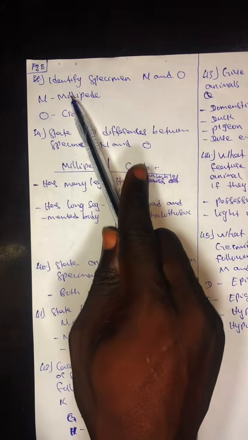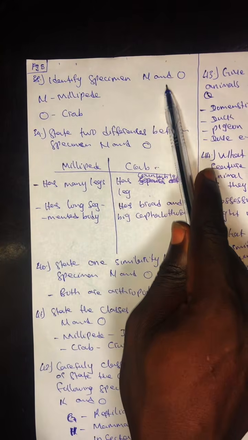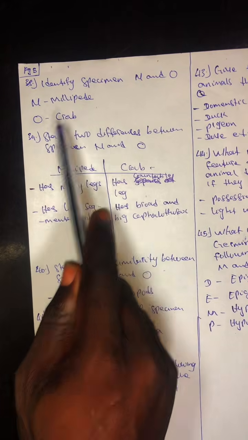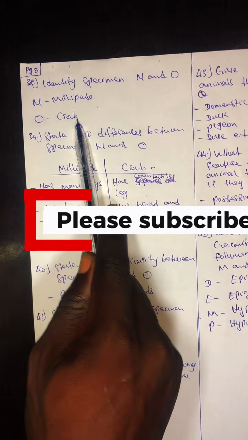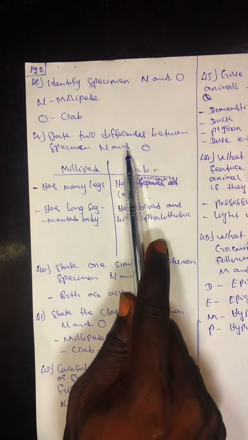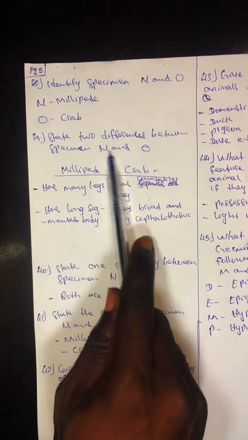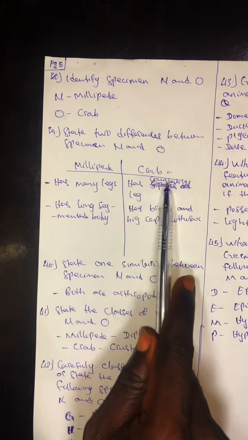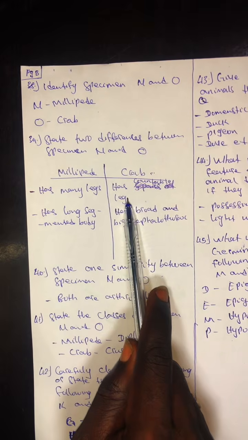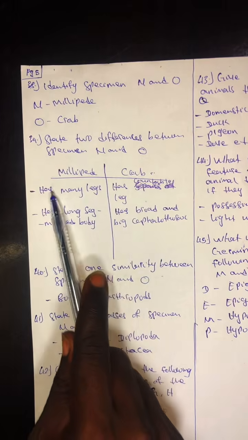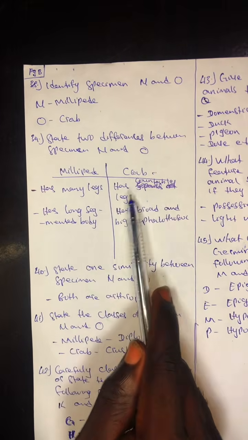Number 38. Identify specimen N and O. Specimen N is what? A millipede, and specimen O is crab. Number 39. State two differences between specimen N and O. Millipede has many legs, crab has countable legs. Please, you can count yours, but there are many species of crab. That's why I didn't put the actual number of legs.